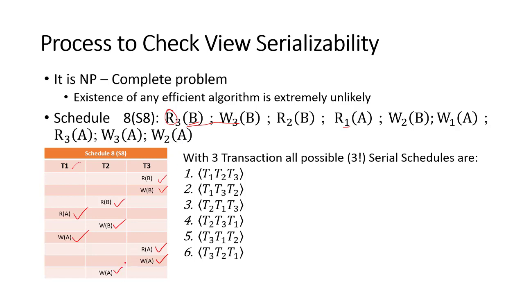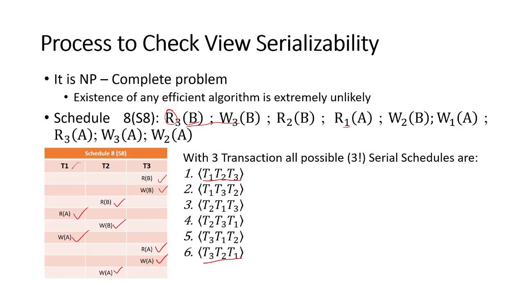Now we need to find out whether it is a view serializable schedule or not. There are three transactions available, and the total number of possible serial schedules is 3 factorial, that is 6. Those are listed here. This one represents transaction 1 followed by transaction 2 and then transaction 3. Similarly, the last one represents transaction 3 followed by transaction 2 and then transaction 1. The first condition we need to check is whether all the operations of all the transactions are the same or not. For our assumption, it is the same.